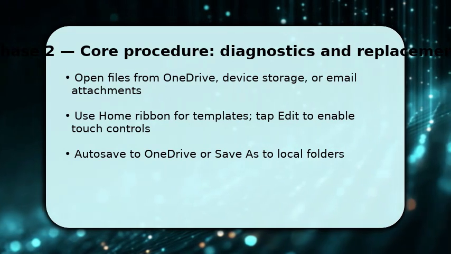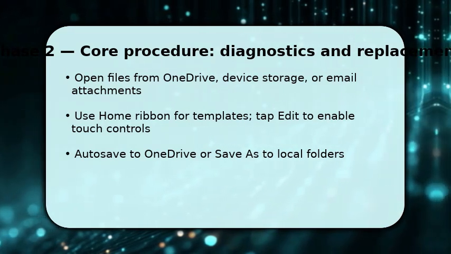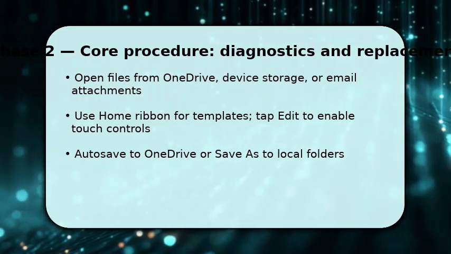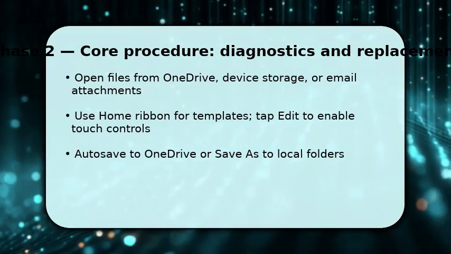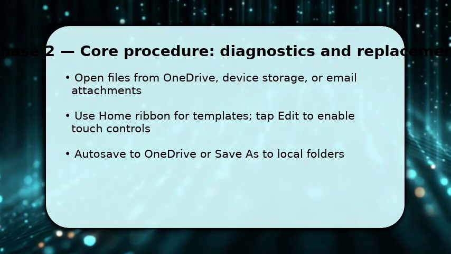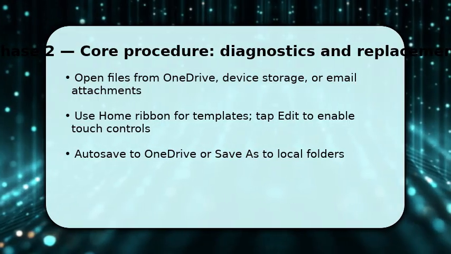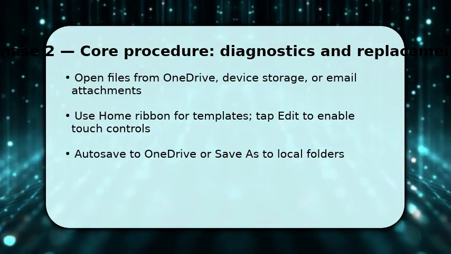Now you open and edit. Tap a file from OneDrive, device folders, or an email attachment, then choose Edit to enable touch controls. Use the Home ribbon for templates, formatting, and quick actions. For Excel, tap cells to enter data, drag the fill handle, and use formulas from the function menu. Make sure autosave is on for cloud files. Otherwise, use Save as to pick a local folder.